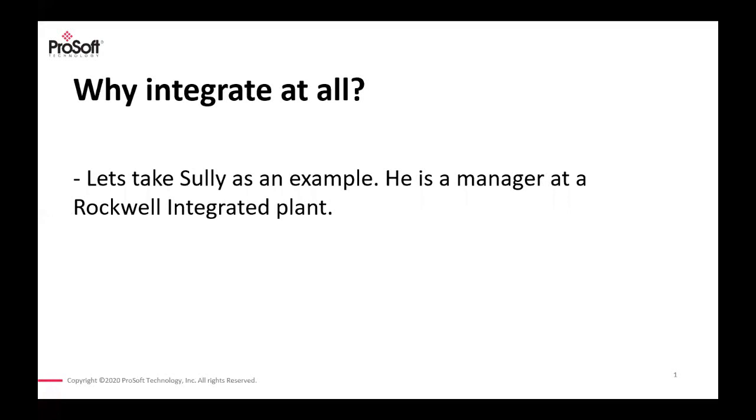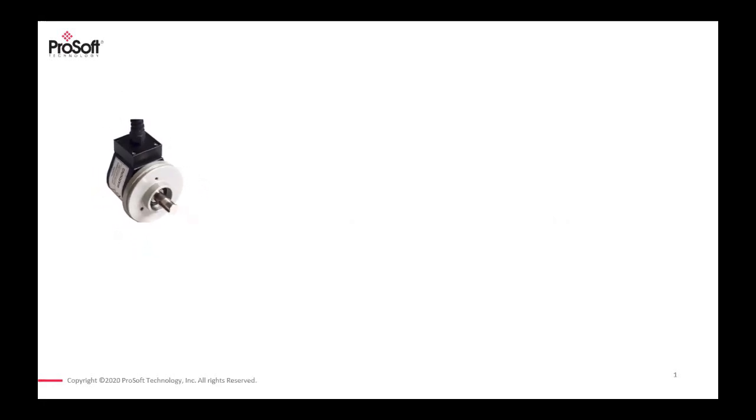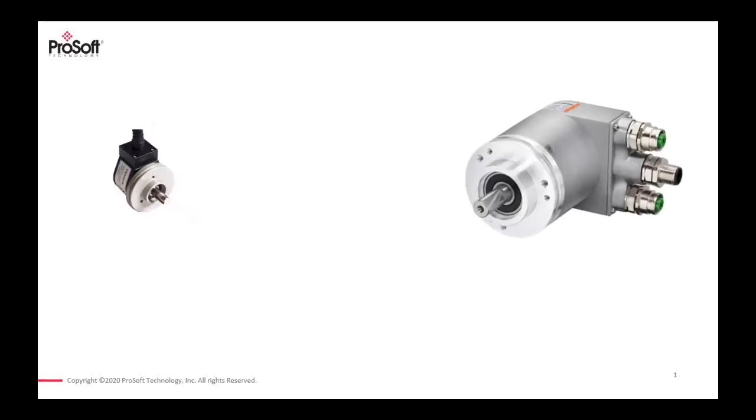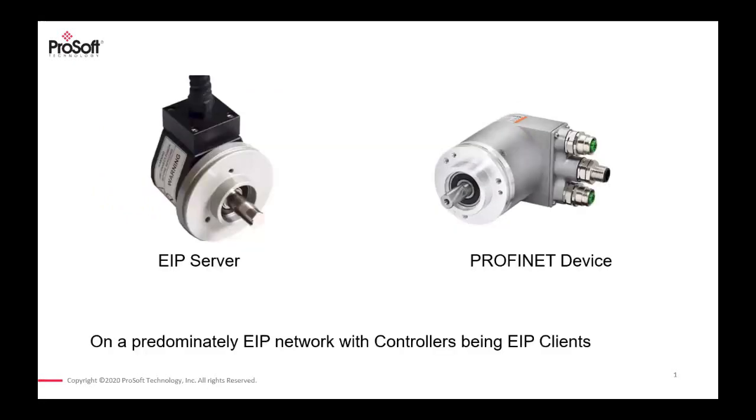That means he's going to have a lot of EtherNet IP clients and a lot of EtherNet IP servers. He starts looking at his gear and realizes he has an encoder that is not very reliable, not precise. If he changes this encoder to one that is more precise and more reliable, the profits in the company can actually go up. The only problem is his current encoder is an EtherNet IP server.